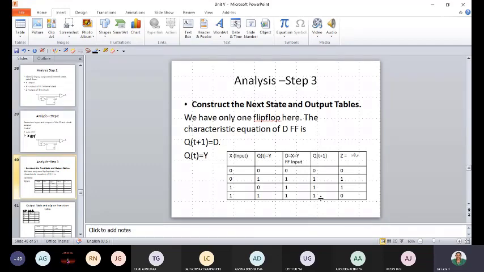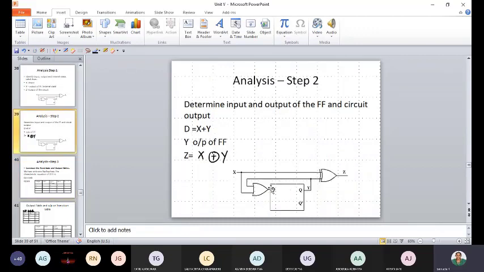The next thing is to derive your state table. The state table involves the input, the present state, the next state, and the output of the circuit. Here you have intermediate inputs also. The intermediate input is the D flip-flop input. X is the input of the circuit, and the total output of the circuit is Z. Inside the circuit, you have the intermediate input D and the intermediate Y.